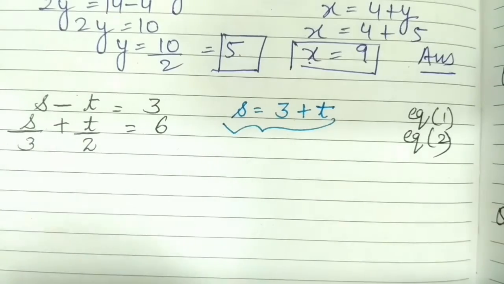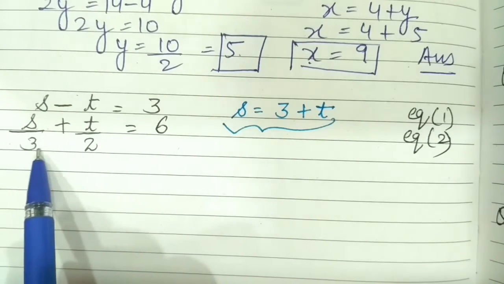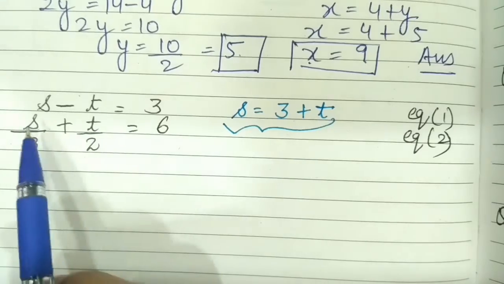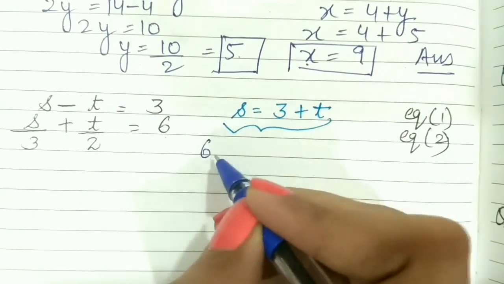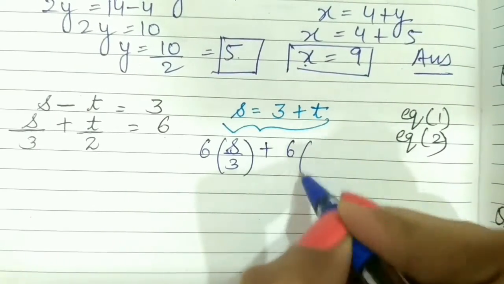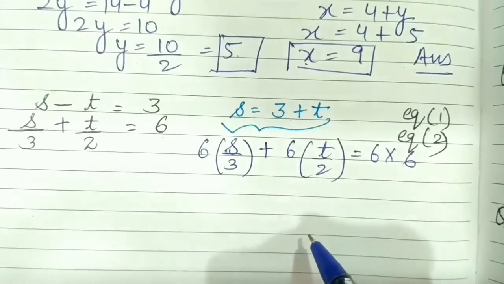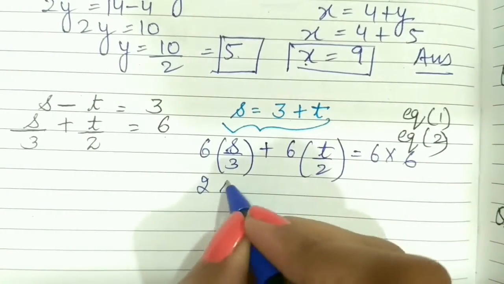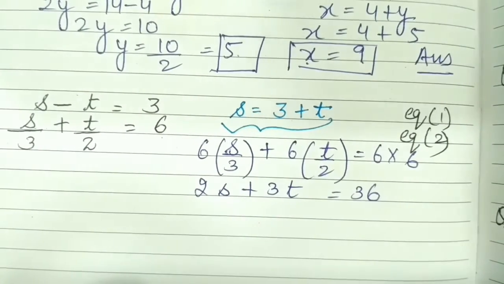Second is s minus t equals 3 and s upon 3 plus t upon 2 equals 6. First, what we are going to do is take the LCM. The LCM of 3 and 2 will be 6. So I am going to multiply both sides by 6. It will become 6s by 3 plus 6t by 2 equals 6 multiplied by 6. So this will be 2s plus 3t equals 36.